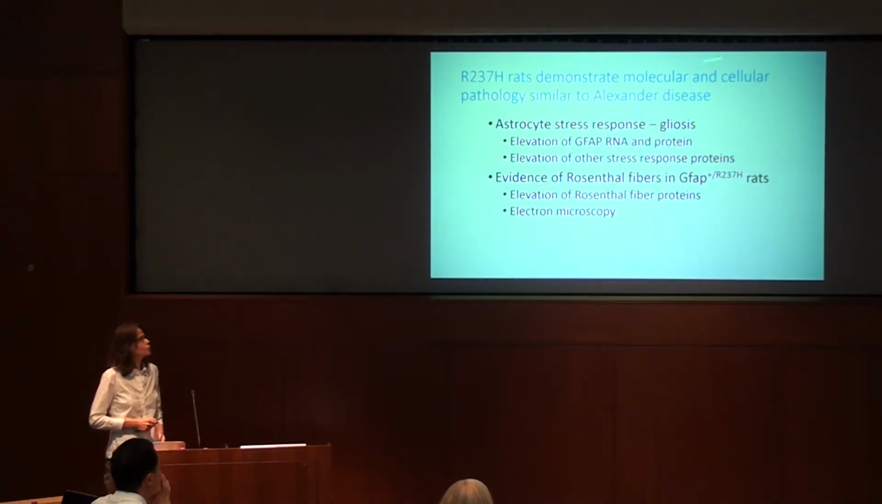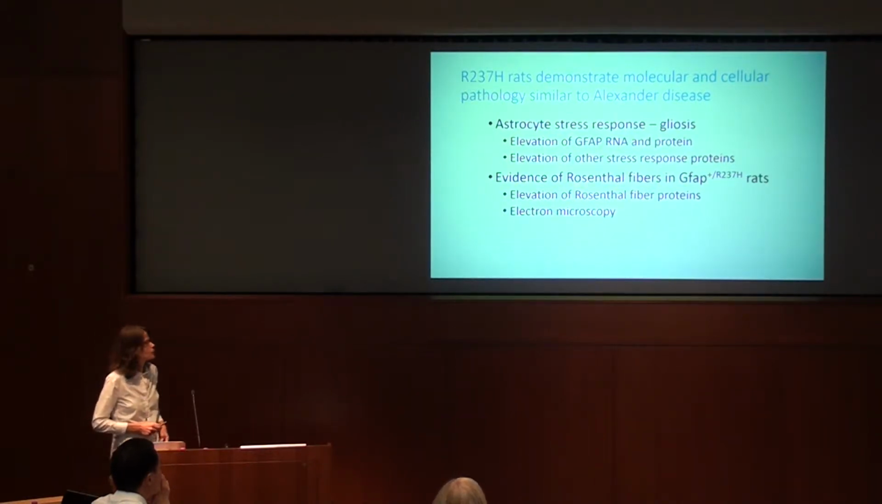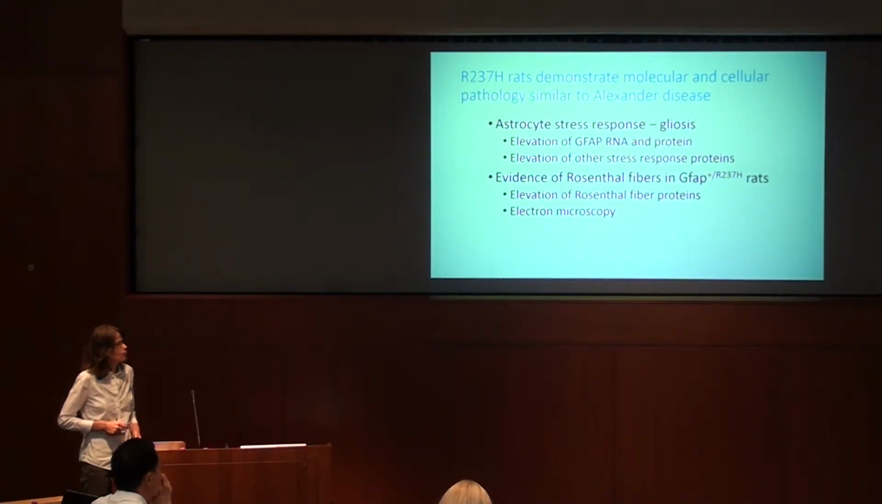We're seeing that the astrocytes are becoming stressed and having what's called a gliotic response, or gliosis. We see elevation of GFAP at the transcript level and at the protein level, which is typical of reactive astrocytes. We see elevation of stress response proteins, some of which are included in Rosenthal fibers. And we've shown that they have Rosenthal fibers with electron microscopy.